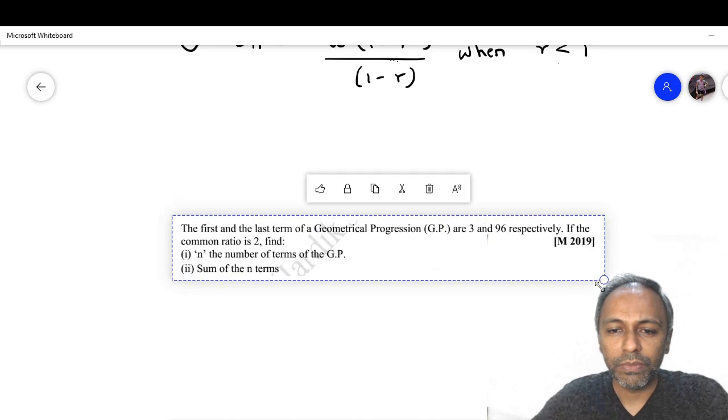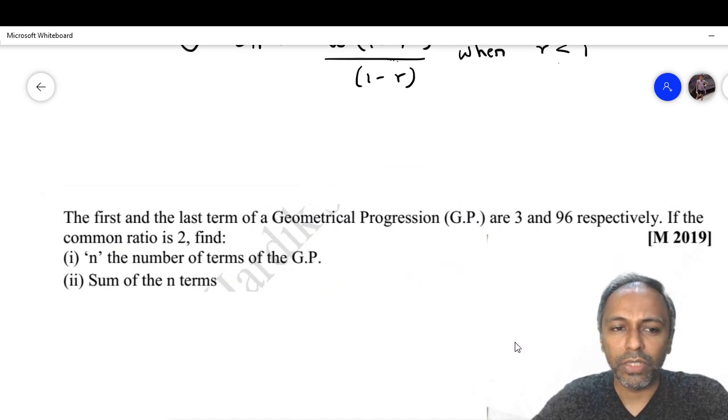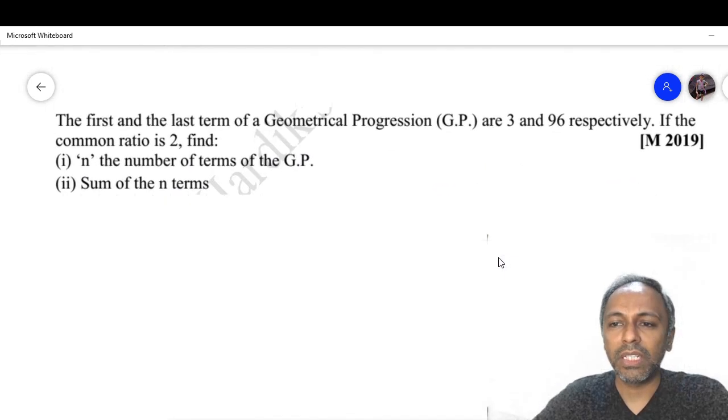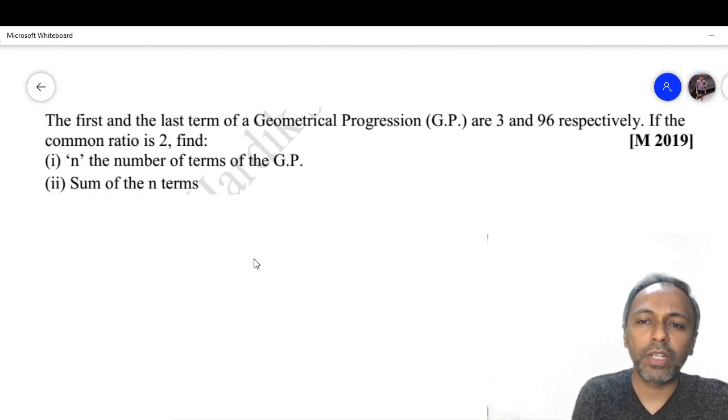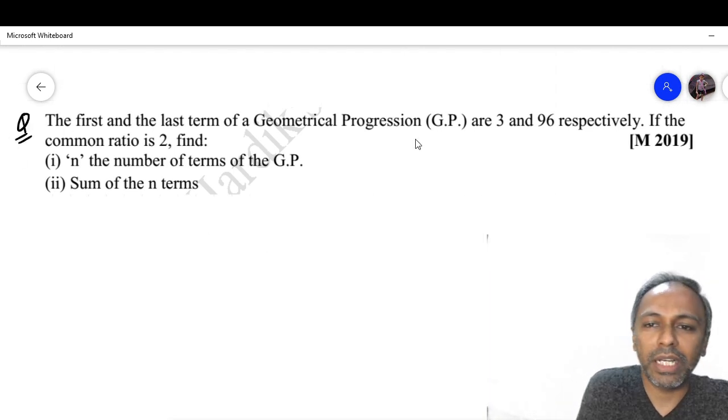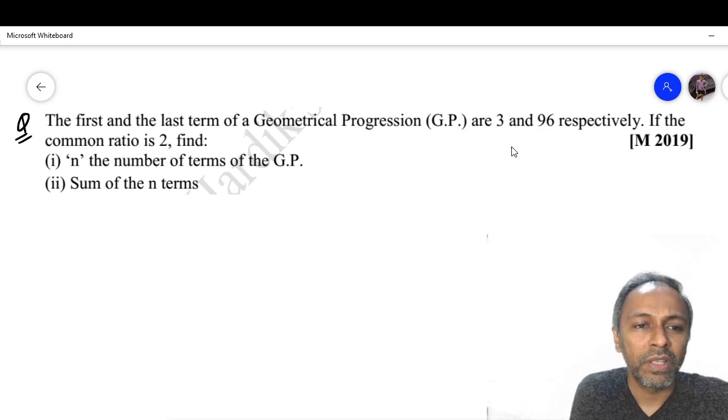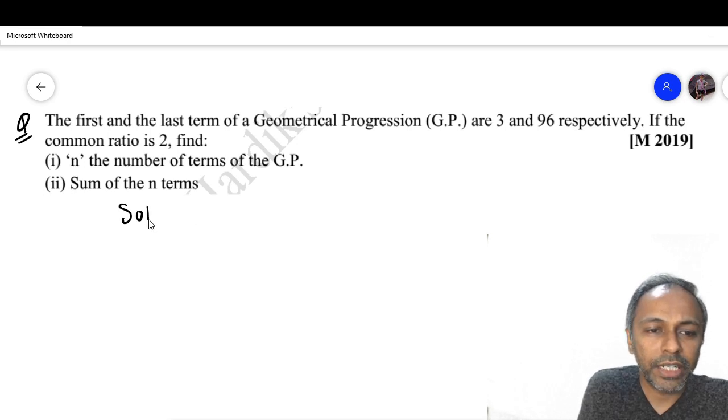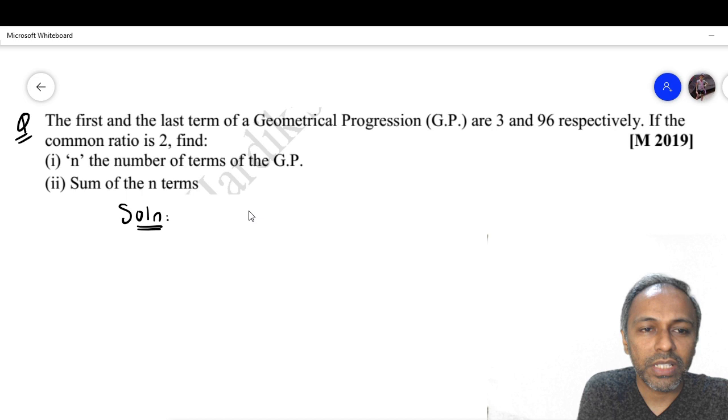Let's consider a board question. The question goes as, the first and the last term of a geometrical progression are 3 and 96 respectively. Find n if the common ratio is 2. So r is 2. Let's write this much data. We are seeing the first term a is 3, the last term, which we write Tn, as 96, and common ratio is 2.